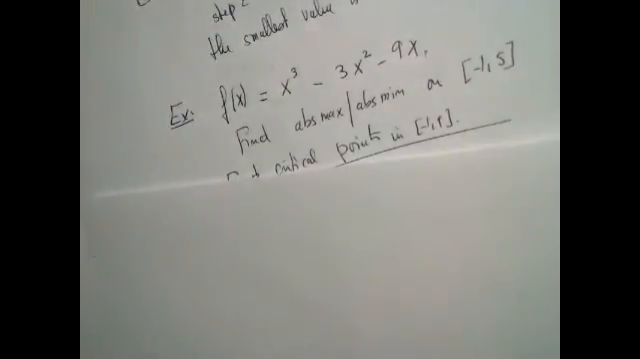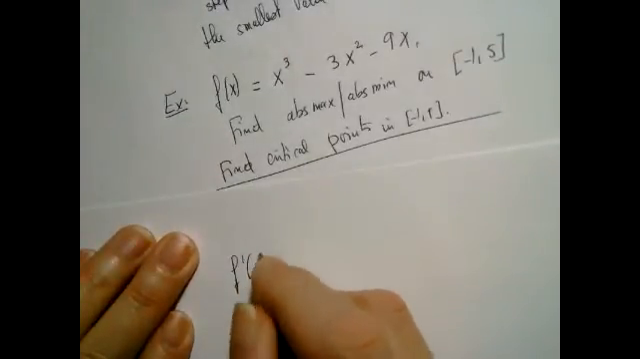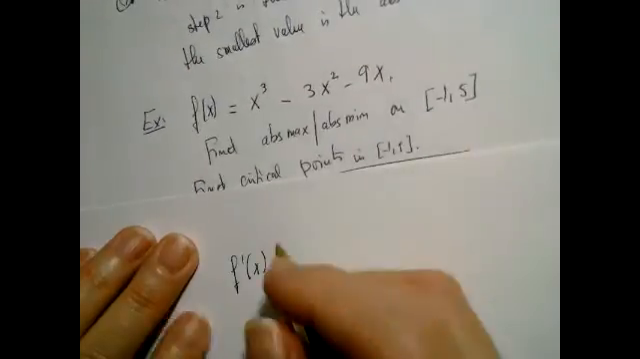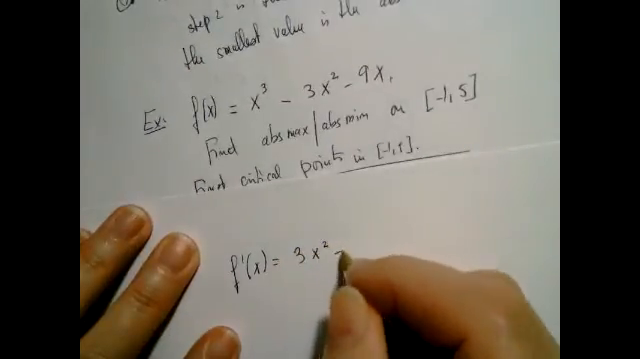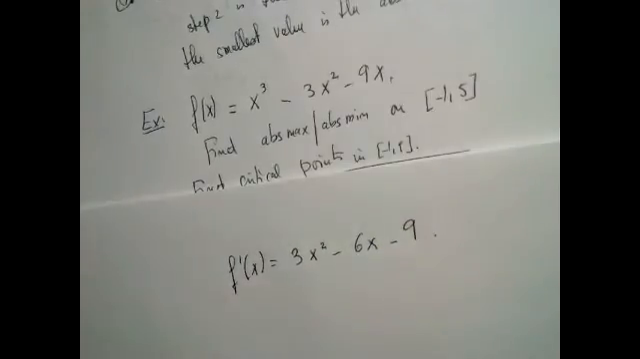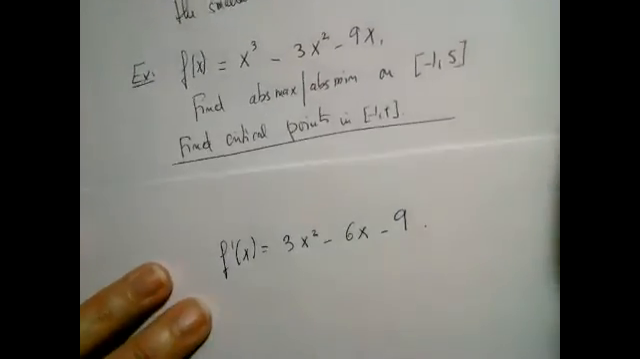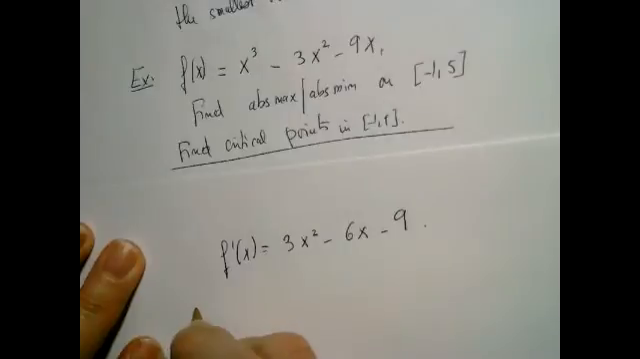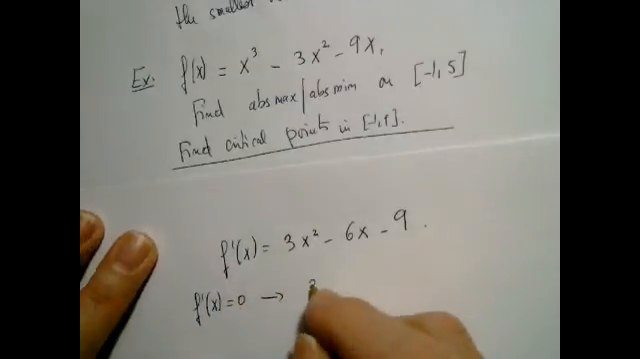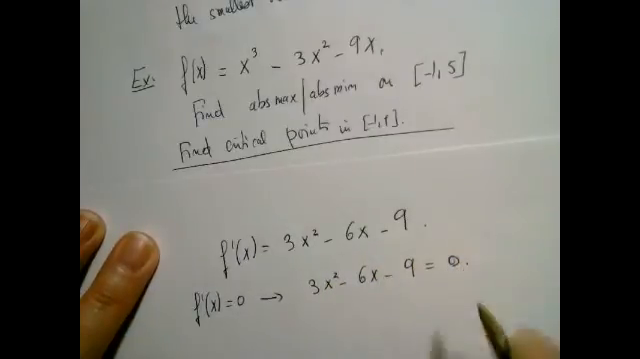Okay, so what is f prime? Okay, so this is f prime. F prime is 3x squared minus 6x minus 9. Okay, now we need to find the critical point. So we have to set f prime equal to 0. Means 3x squared minus 6x minus 9 equal to 0.